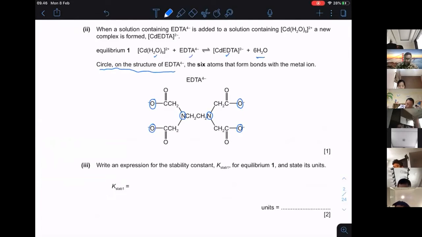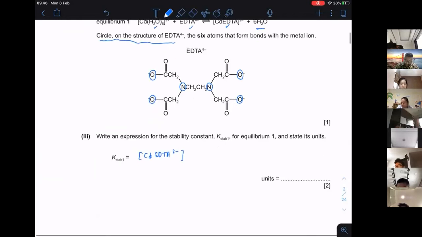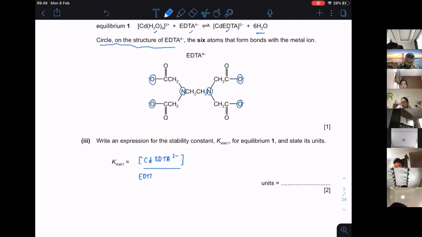This one will not be included because it's water. So here I will write down the concentration of CdEDTA 2- divided by EDTA 4- concentration times CdH2O6 2+ concentration. Okay, I wrote it like this.